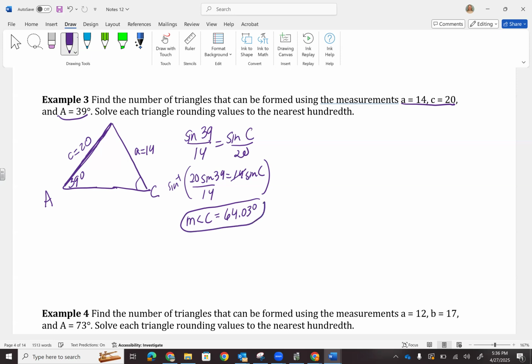Now, the given angle is 39. So that does not change. So the measure of angle A equals 39 degrees. That stays the same, whether you form two triangles or not out of the given information. The thing that might change would be that third angle, the measure of angle B now. To find this in the bigger triangle, you're going to subtract the two angles that we found in the bigger triangle from 180. So it'd be 180 minus 39 minus 64.03, and that gives us 76.97.